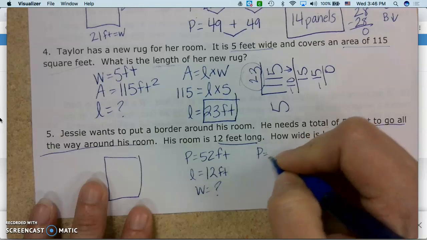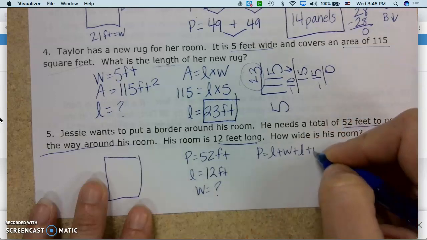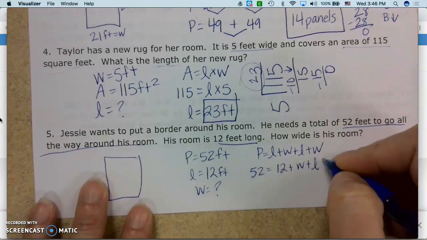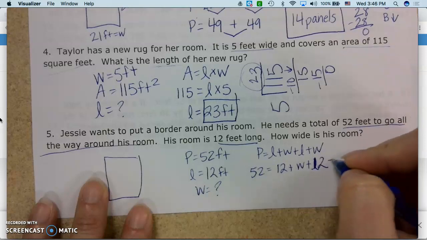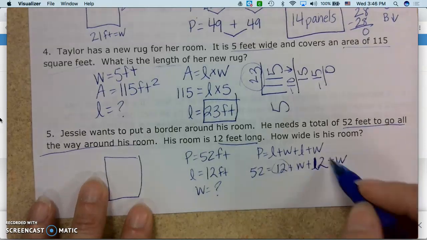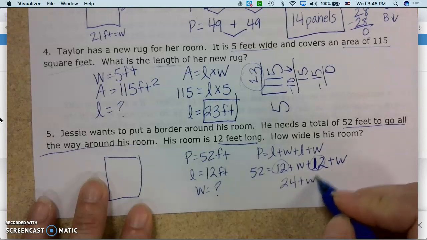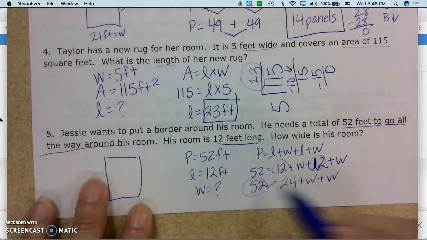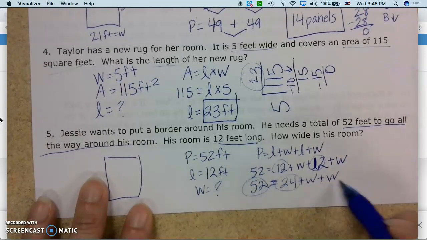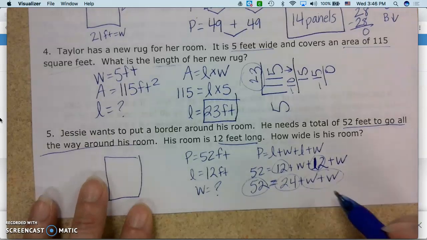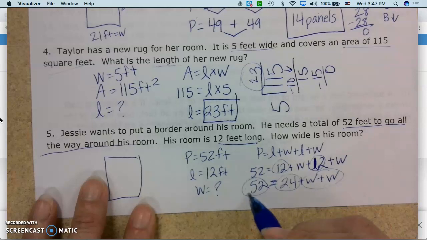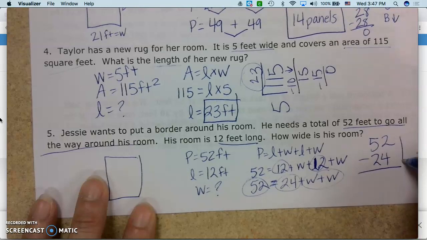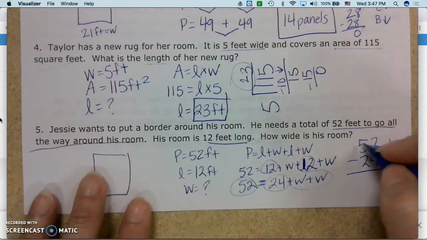So I'm going to use my formula, P equals L plus W plus L plus W. It's supposed to be a 12. So I know 12 and 12 makes 24. So remember, this is like the whole part, the whole thing, and this is a part, and this is a part. So if I have a part and I'm trying to find the missing part, I can use the whole amount and subtract the part that I have. So I can take the 52 and subtract 24, and that will tell me how much I need for my 2 W's. Always subtract going down.